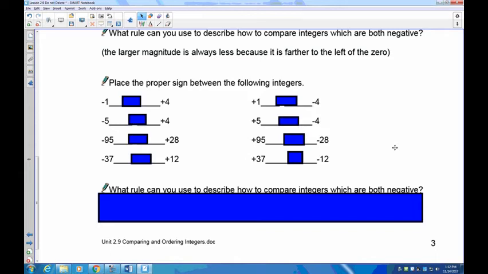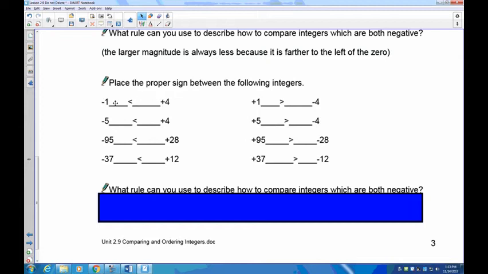All right, well, let's take a look. Negative and positive. Now you're going to find a pattern here. Remember, 0 divides things up, and the positives are always going to be on the right. The negatives will always be on the left, and since we're comparing positives and negatives, the positives will always be bigger. Okay, so positive 4 is on the right.